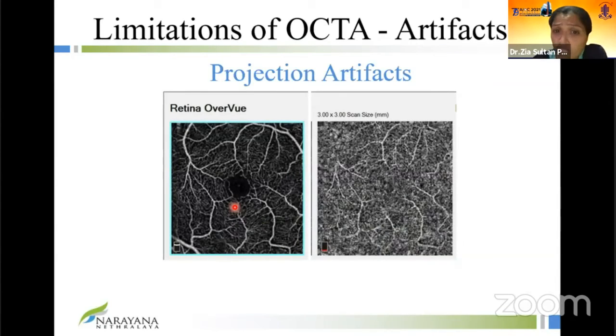And lastly, there are projection artifacts. When light hits a vessel, some of it will be reflected, and you'll see that in the superficial vessel scan over here. A small amount of it is refracted. It goes through and bends. And when that light hits the RPE, it gets reflected back, just like any other.